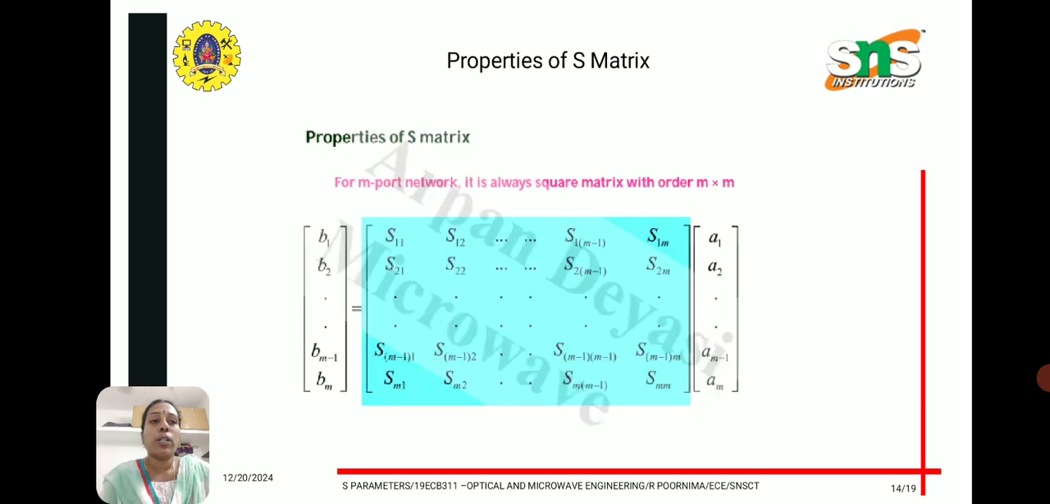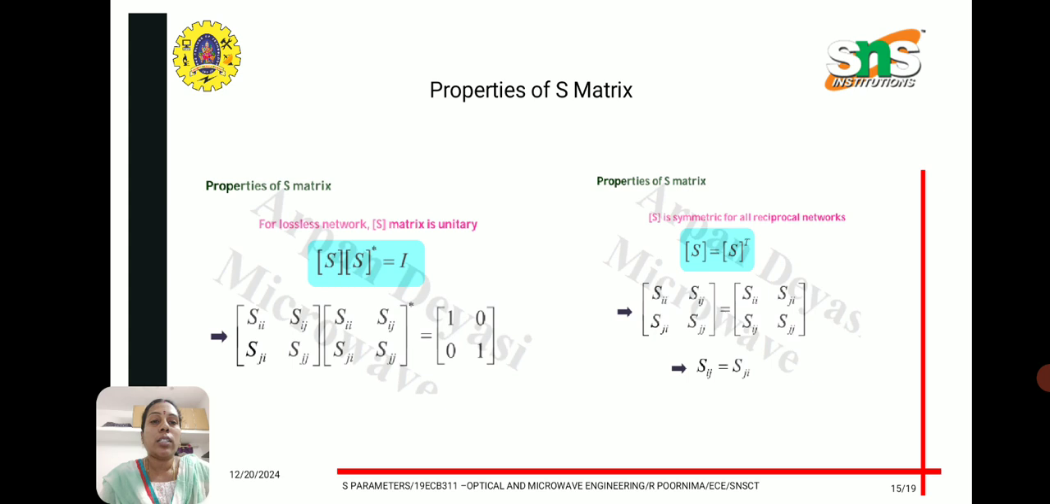Let's see the properties of the S matrix. First of all, let's take the M port network. It is always a square matrix with order M cross M. For M number of ports, we can write the S matrix as an M cross M matrix. Another property is, for a lossless network, the S matrix is always unitary.